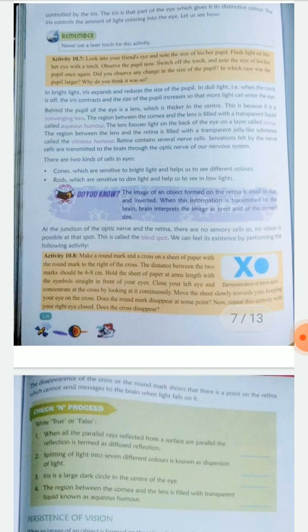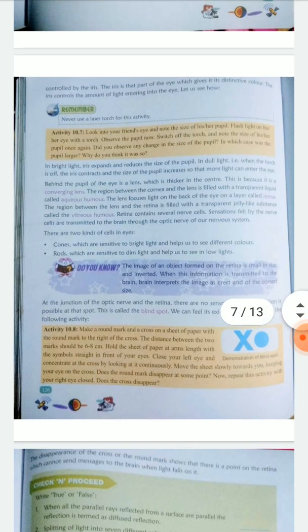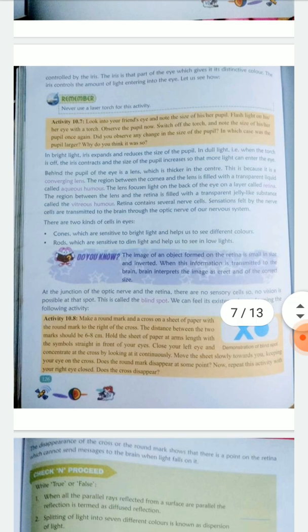Here, do you know, the image of an object on the retina is small in size and inverted, so it is downward. Now, when the information is transmitted to the brain, the brain interprets it, means it identifies the image as erect and of the correct size.